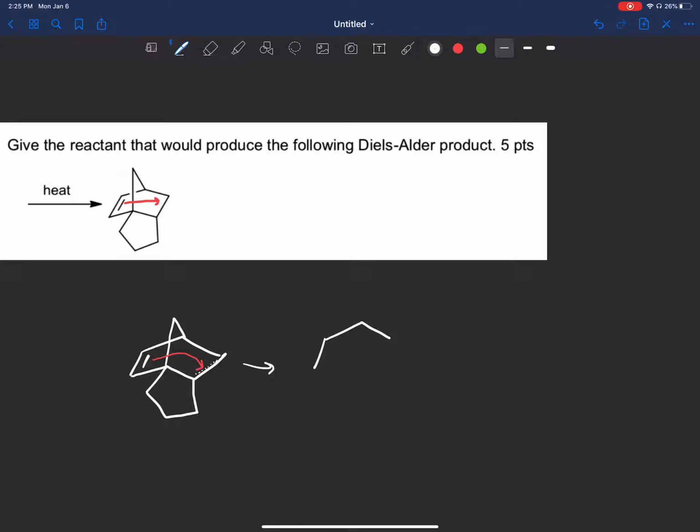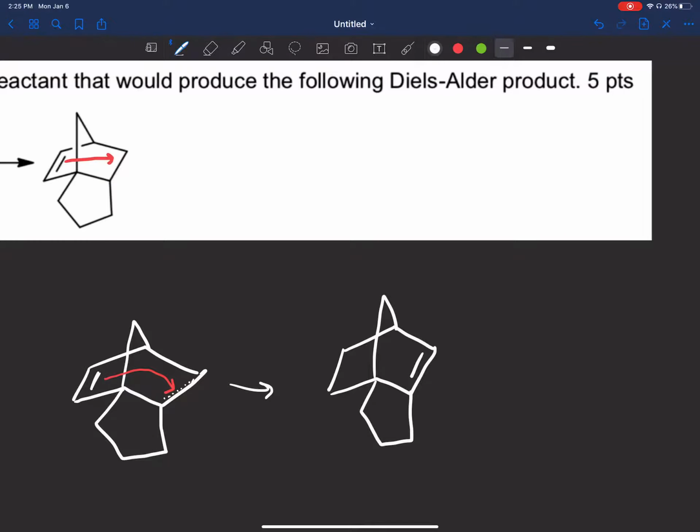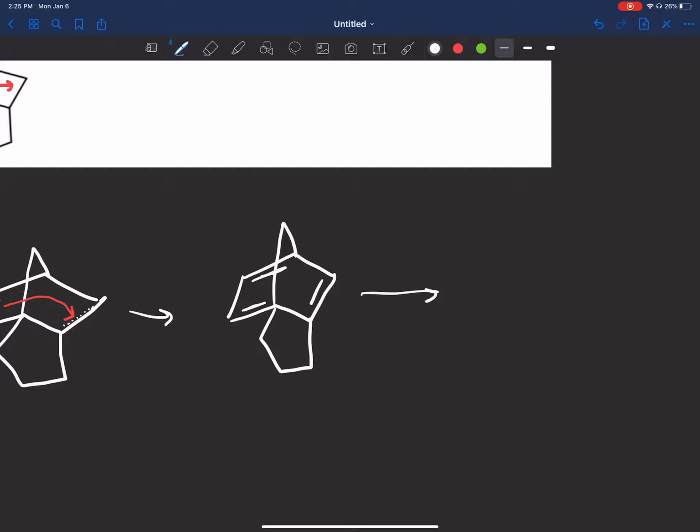Let's redraw again. Here's that double bond. Now we draw two double bonds over here, those two bonds. So it's going to look a little bit awkward. All right. Next step, we break these bonds right here, and that bond. All right. And so that's going to be the bonds that we're breaking.